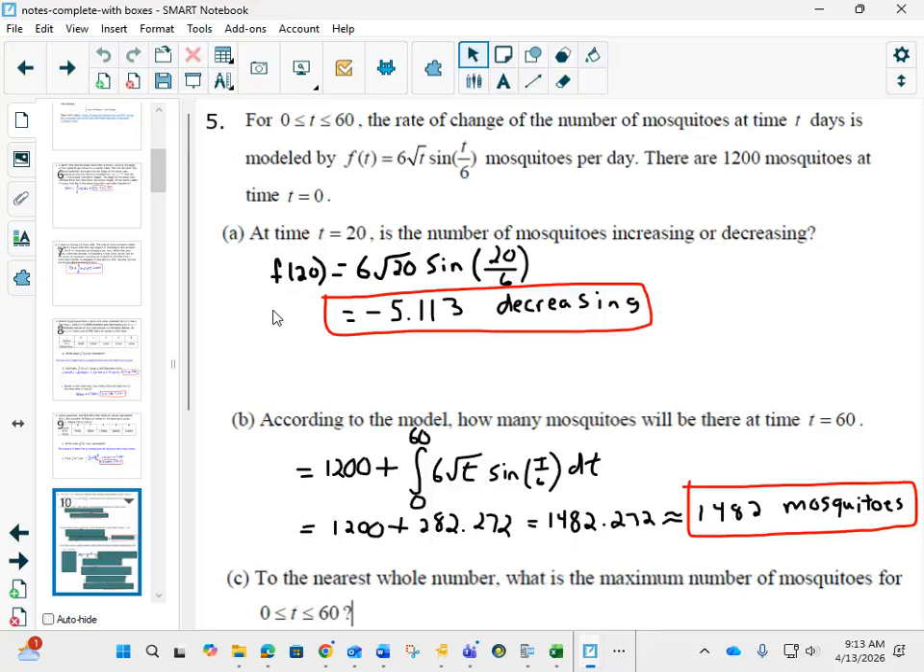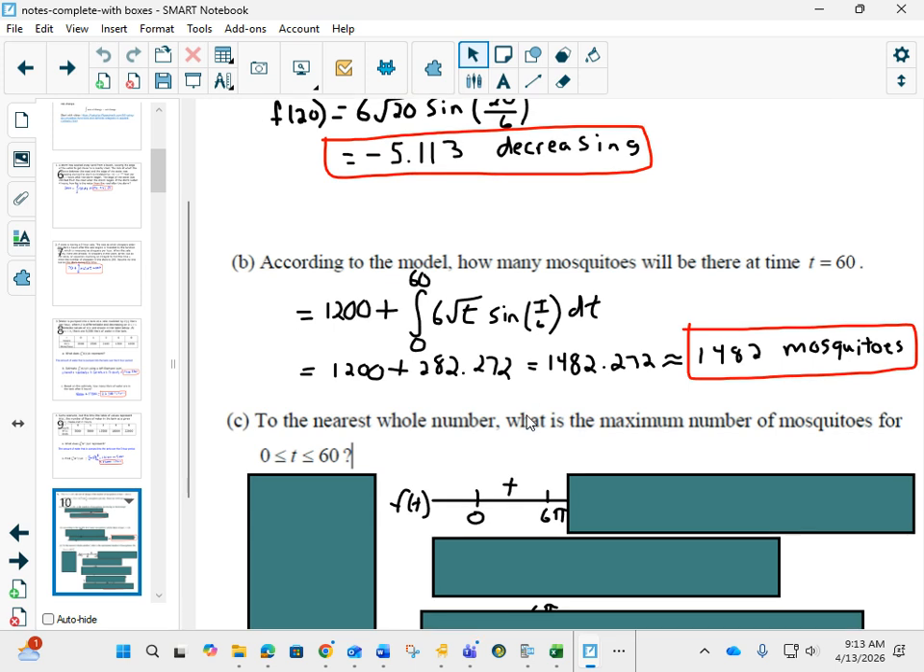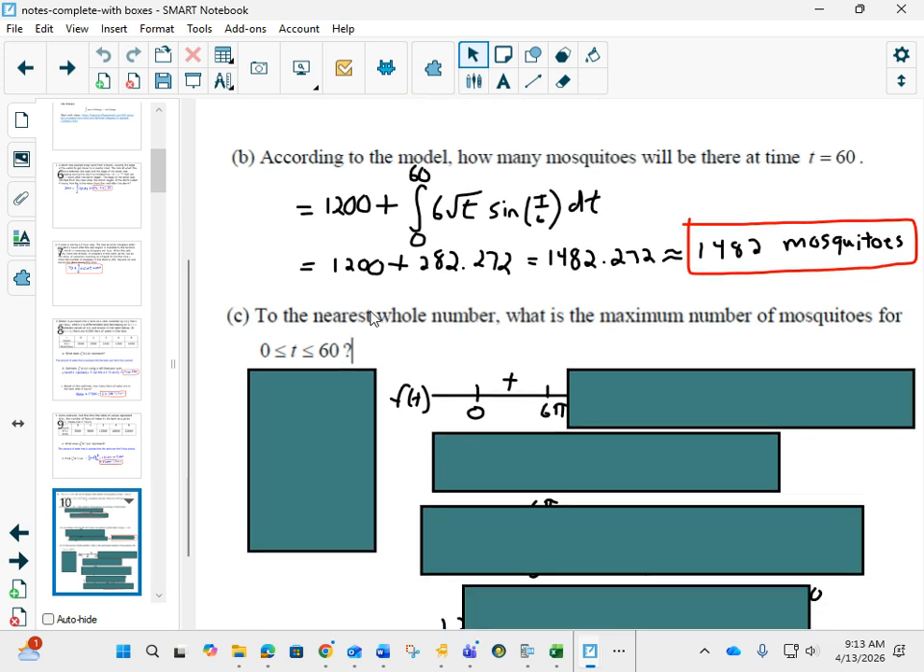1,482 mosquitoes. So again, units are going to be important. In these questions, we need to know what we're talking about. So when we write our answer, we write mosquitoes. Notice how I kept the 3 decimal places to show anybody who's like, yes, I've kept my accuracy there. But since we're talking about mosquitoes, I rounded to the nearest whole number. And then in part C, it does say to the nearest whole number.